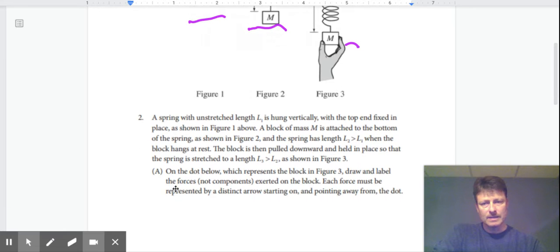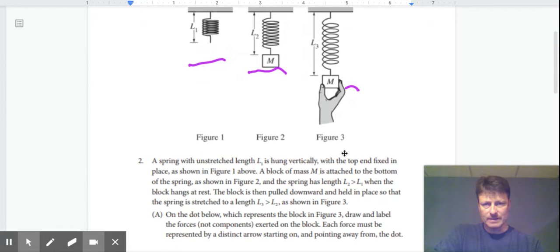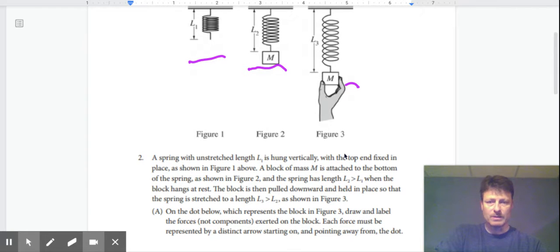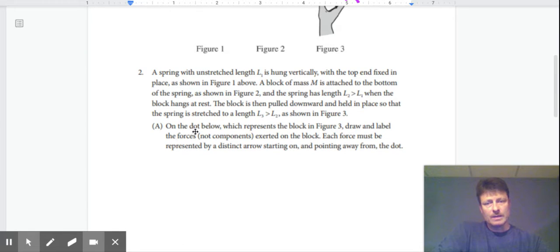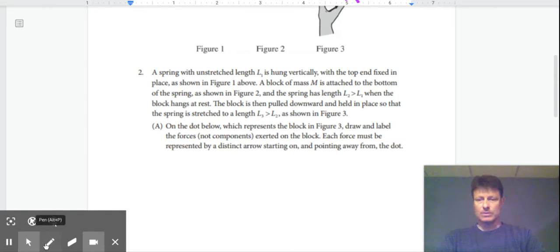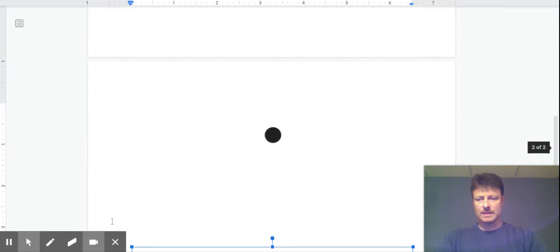As we look at that, they're going to ask some questions, and so we're going to answer that. You should have read through it, and it tells you that L2 is going to be greater than L1 when you hang a mass, and when you pull it down even more, L3 should be greater than L2. So we're going to do this on the dot below, which represents the block: draw and label the forces, no components, exerted on the block. Each force must be represented by a distinct arrow starting on, pointing away from the dot.